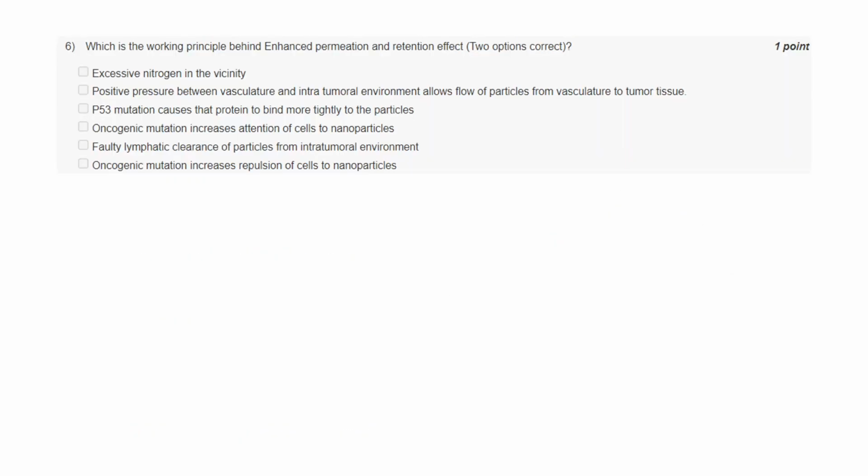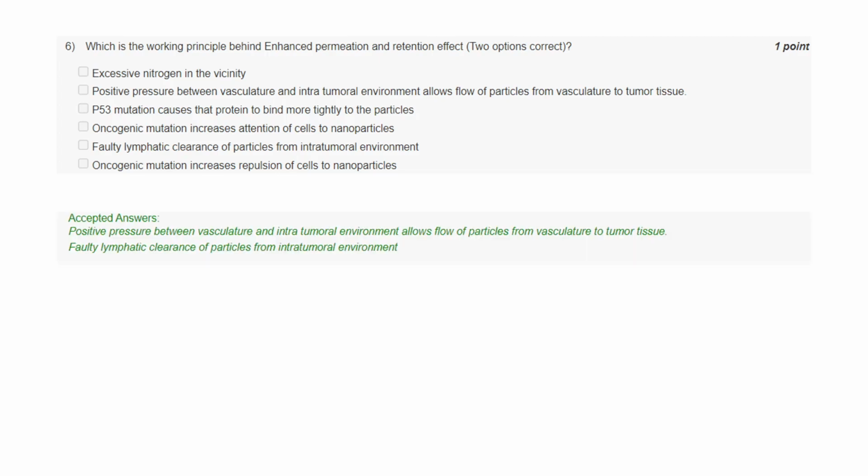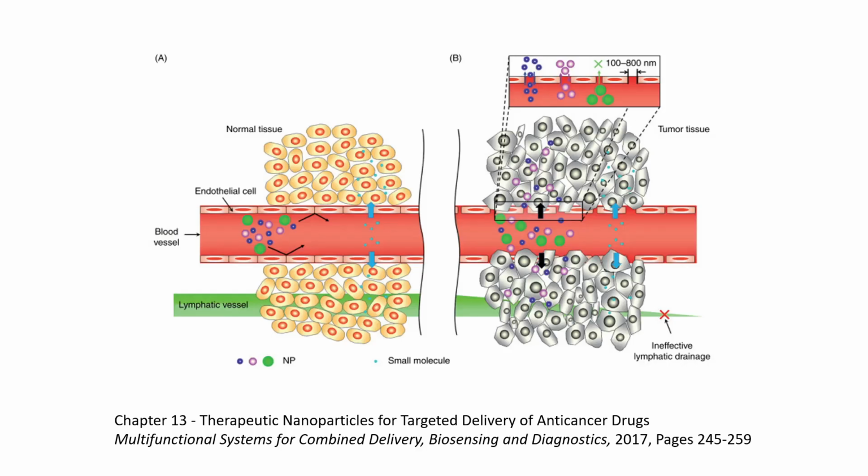Okay. Next was, which is the working principle behind enhanced permeation and retention effect? So the EPR effect is most prominent in a cancer tissue, where if you see this diagram, this is a comparison between normal and tumor tissue. So in tumor tissue, what happens is your endothelial cell, which is the lining of the blood vessel, is leaky in nature. It has more gaps compared to your normal tissue. And if you inject your nanoparticles in the body, they are going to flow in this bloodstream.